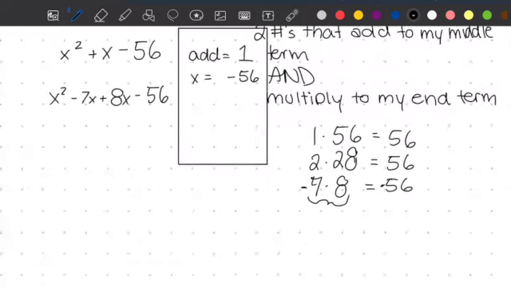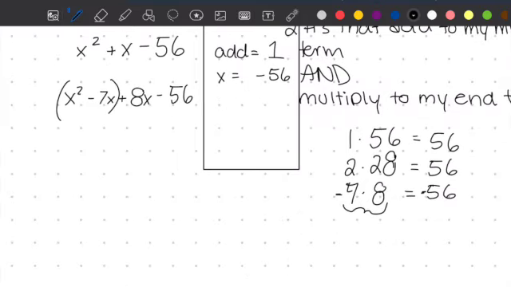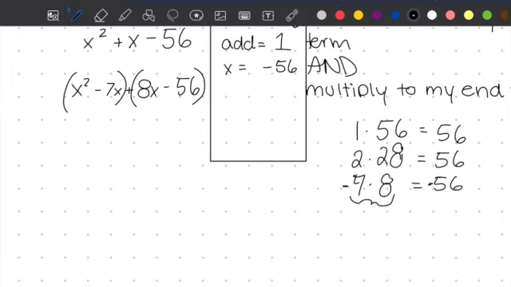I'm going to put my first two terms in one bracket and my second two terms in my other bracket, and do my best to pull out a GCF, our greatest common factor, from both of these. In my first bracket, my GCF is just x, so inside I'd be left with x minus 7. In my second bracket, I can pull out an 8 because I already know that 8 goes into 56. So that's nice and easy for me. I pull out an 8, and I'm left with x minus 7.